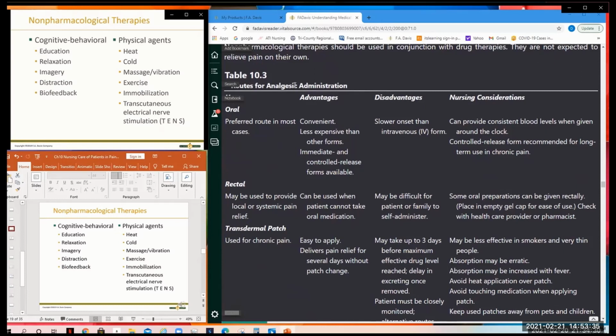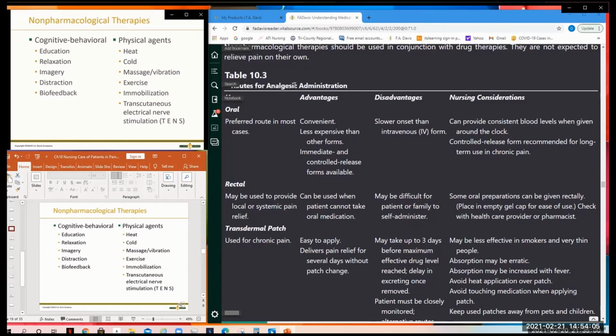Rectal may be used to provide local or systemic pain relief, can be used when patient cannot take oral medication. It may be difficult for the patient or family to self-administer. Some oral preparations can be given rectally. Place in empty gel cap for ease of use. Check with healthcare provider or pharmacist.